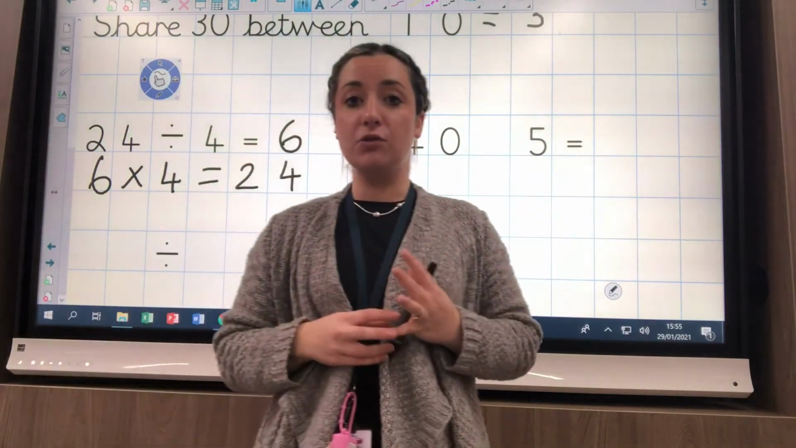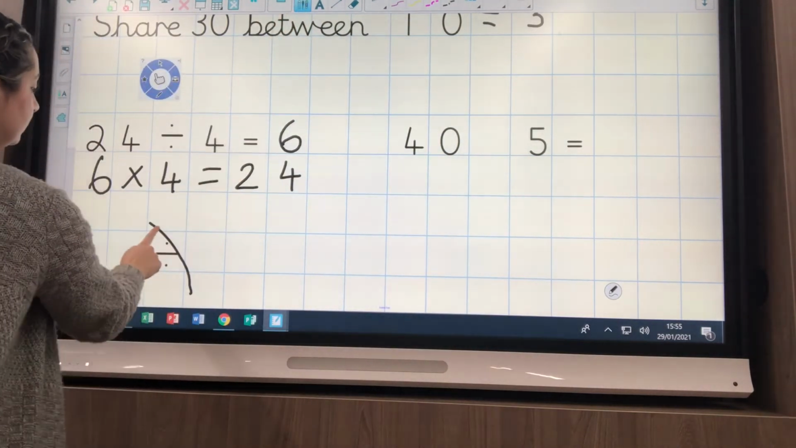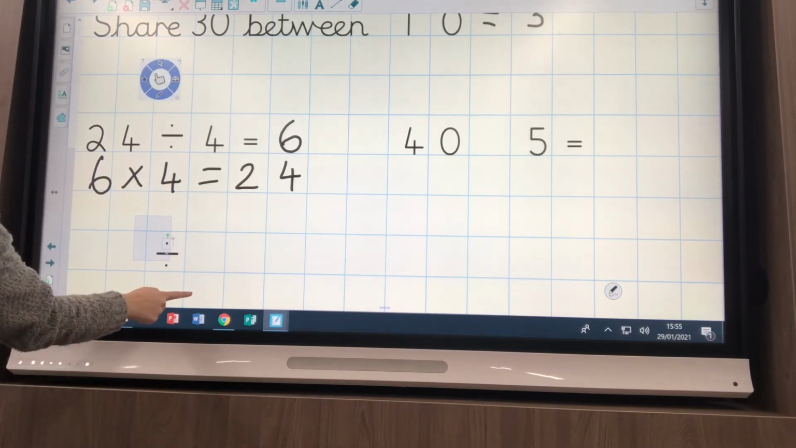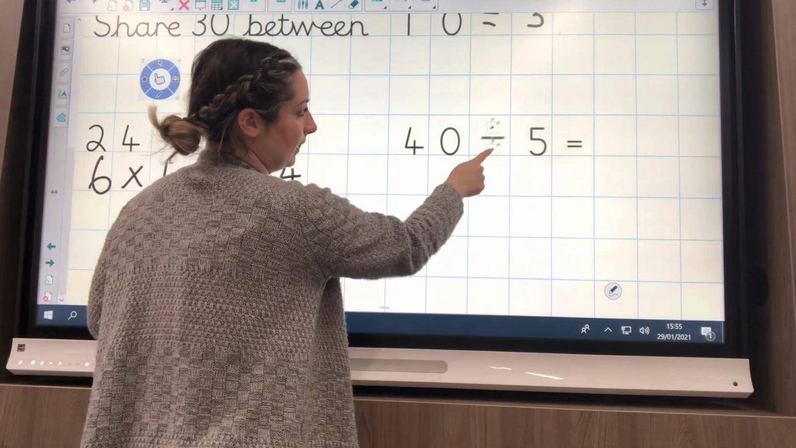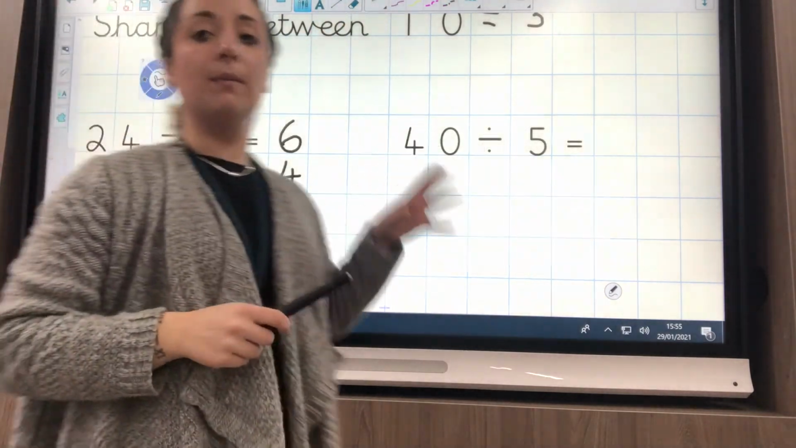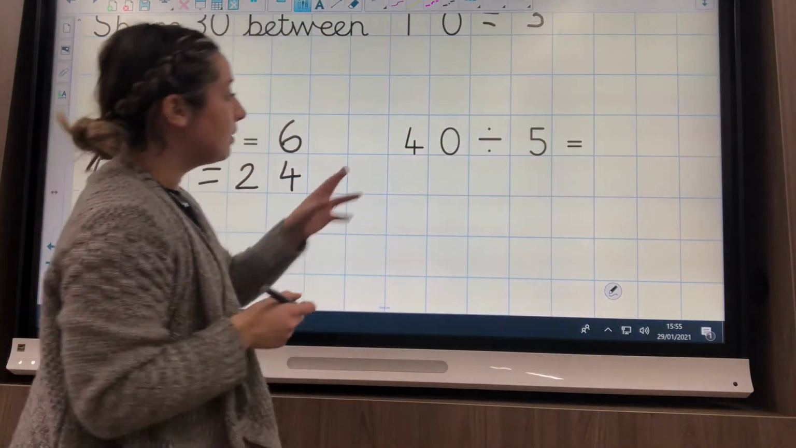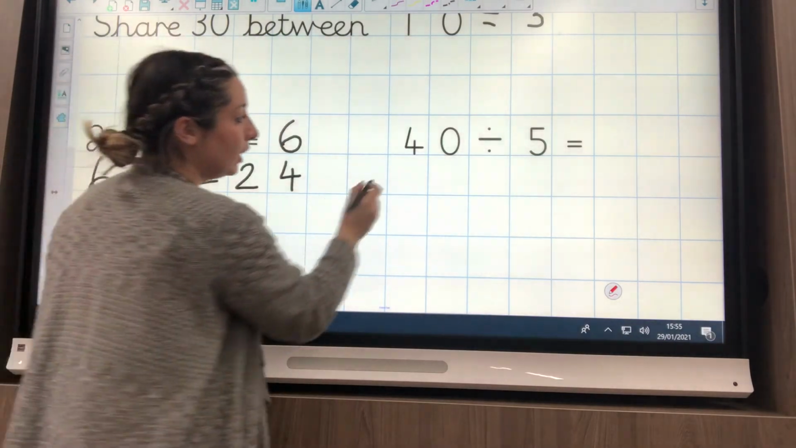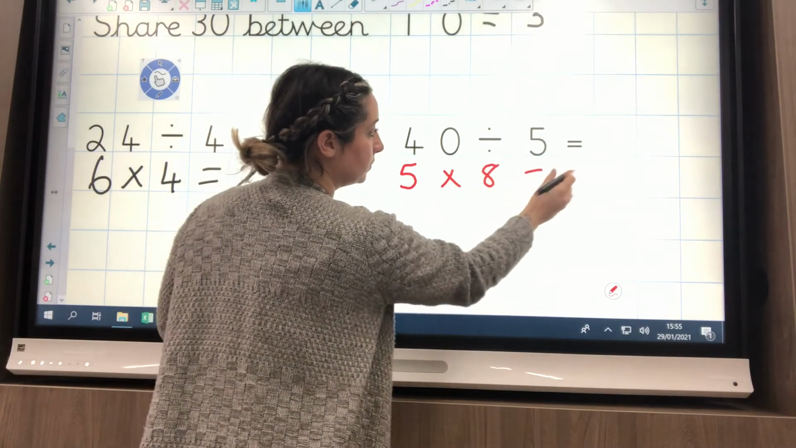Now some of you might already know that, oh, we've forgotten our division sign. Let's take that across as well, just so our number sentence makes sense. Move our divide sign. There we go. Okay, so some of you might already know that 8 lots of 5 make 40. So my number sentence, if it was the inverse, let's do it in a different colour so it's easier to see, is 5 times 8 equals 40.